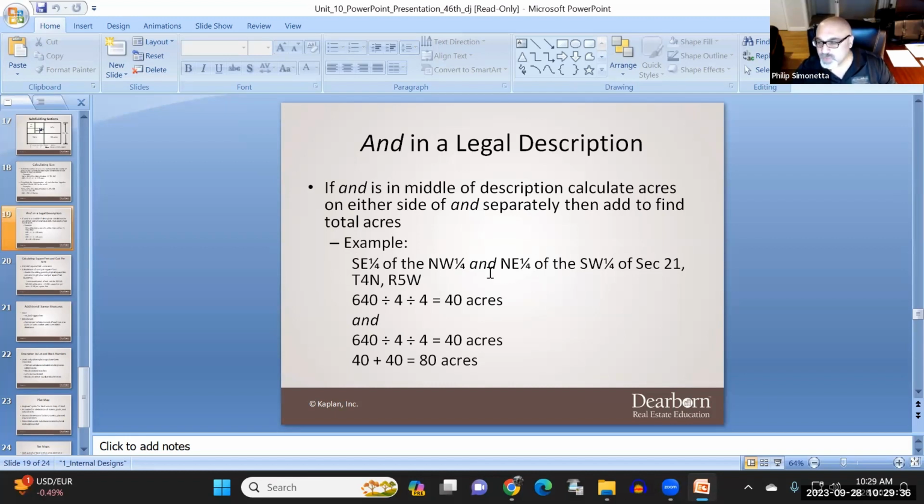Now, this is something we don't do. You need to know how to calculate it, but this is not done by us. We don't have to do this for the deals. This is all done by the title company, the survey, all that stuff. But you have to know how it works.